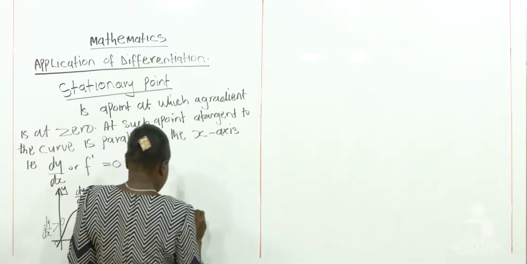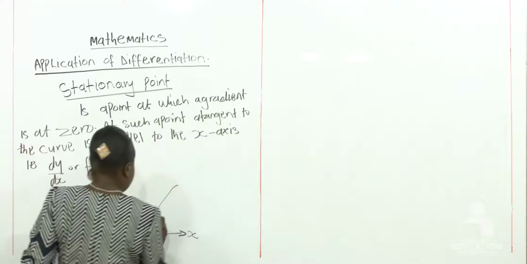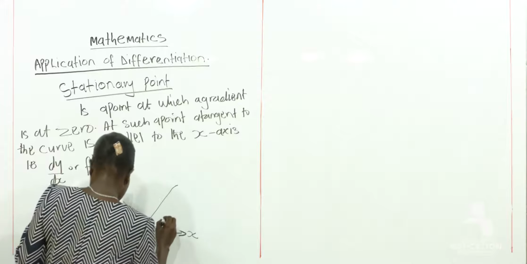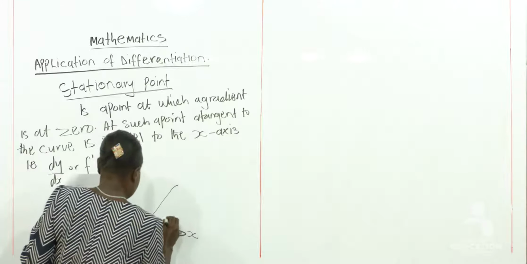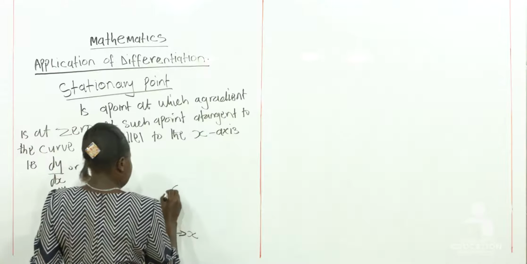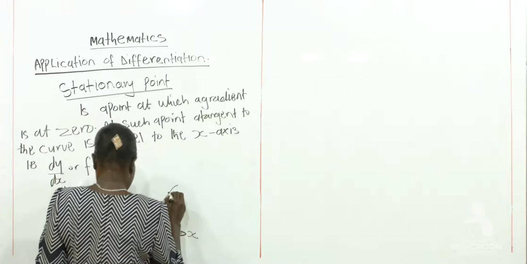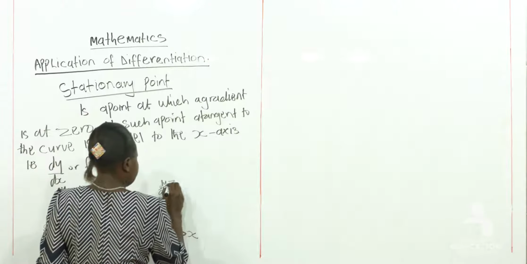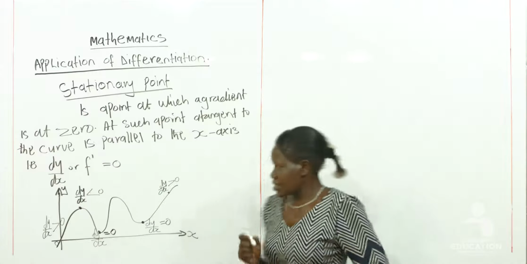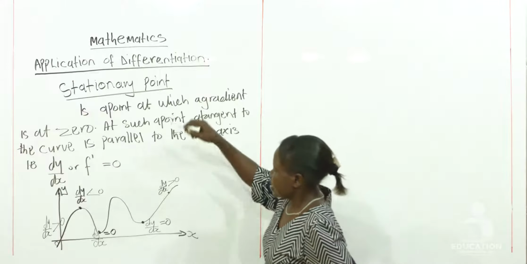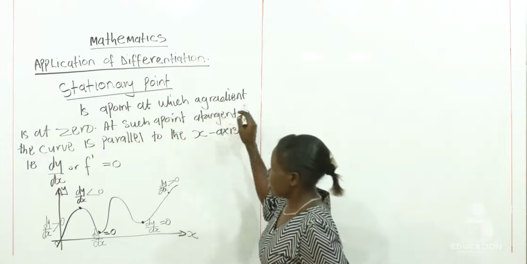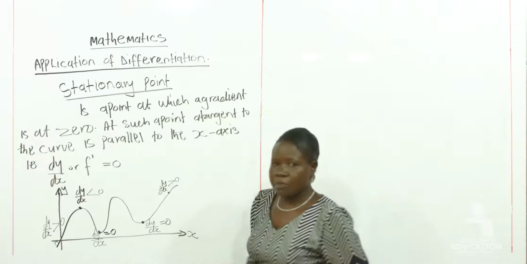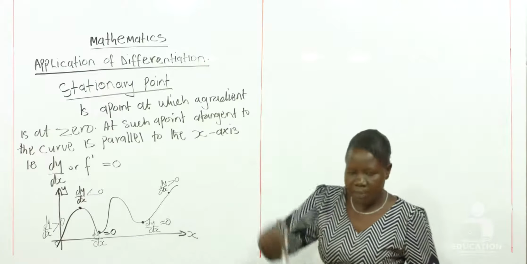and then we have this point where dy over dx is equal to 0, and then here dy over dx is greater than 0. So learners, look at this curve. We said a stationary point is a point at which the gradient is 0. A point where you go up and then you come down.